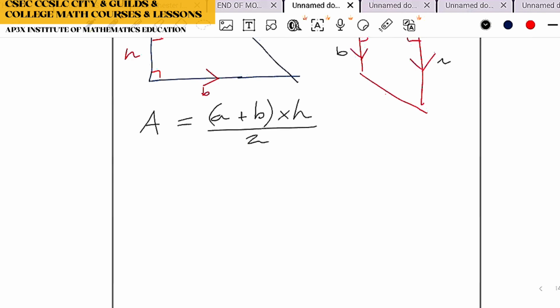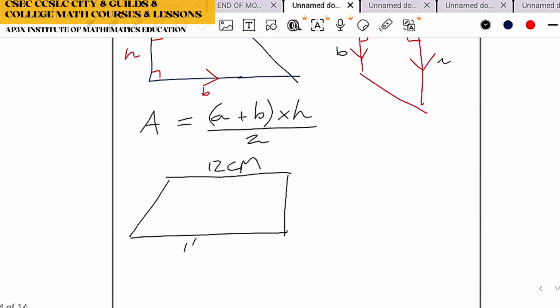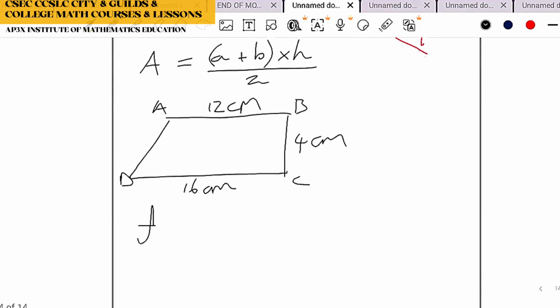All right, fantastic. So therefore, if I were to redraw another trapezium, I'm going to draw it in another direction. I'm going to draw it this way instead. Okay, and then I have 12 centimeters up here, and I perhaps have 16 centimeters here, and then I have 4 centimeters at the back. And I label it. Let's call it A, B, C, and D.